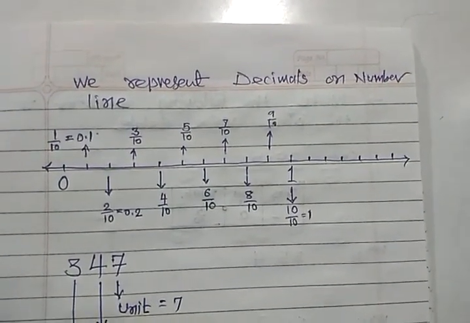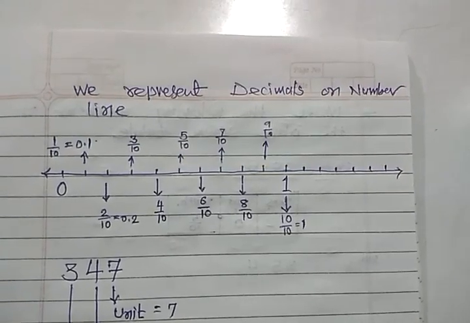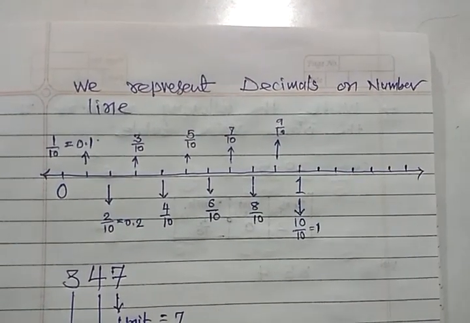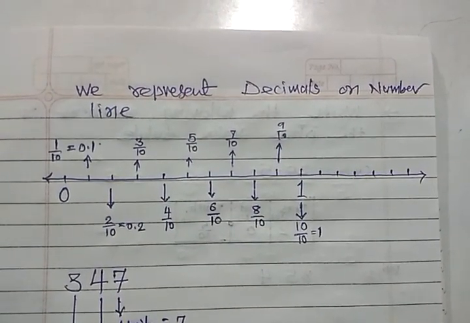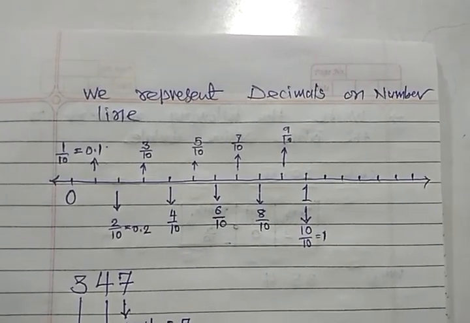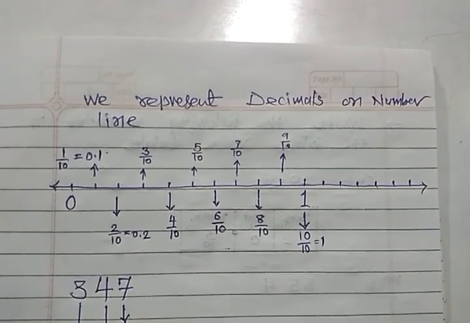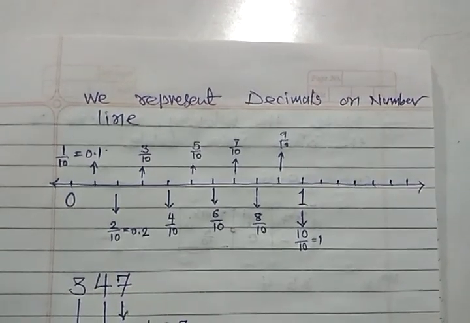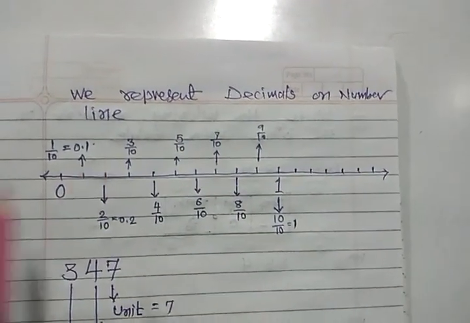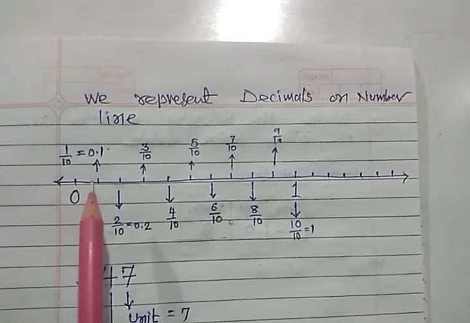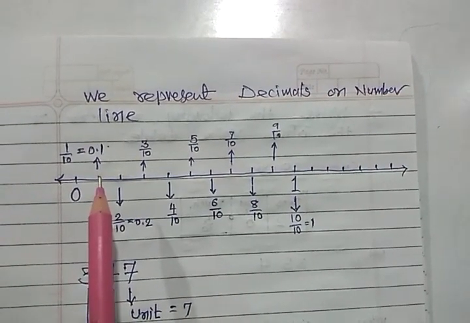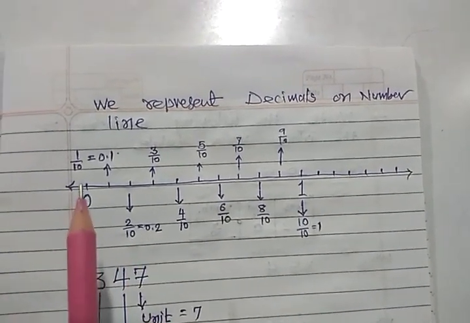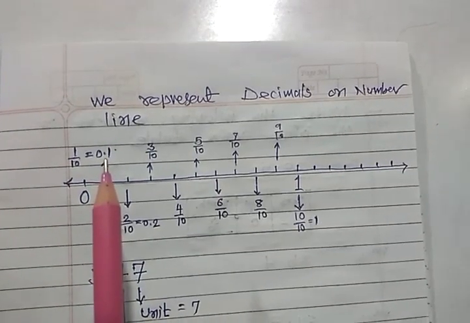Students, here we represent decimals on a number line. Here you can see the number line. Now suppose we draw the number line from 0 to 1, and from 0 to 1 how many subparts are there? 10. Okay, so here you see this is 0, this is 1 upon 10, this is 2 upon 10, so you can write 0.2. This 1 upon 10 means you can write 0.1.